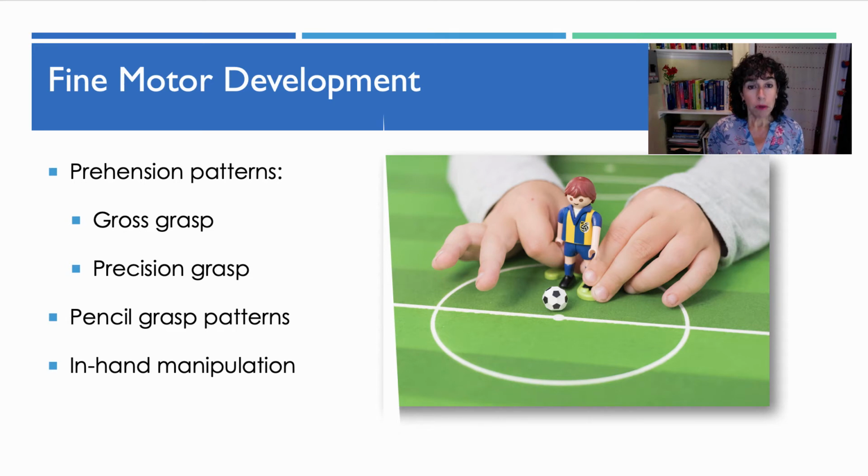In terms of fine motor development, as I said, we'll be exploring this in class, but we think about prehension patterns, in other words, grasp patterns, and we think about both gross grasp and precision grasp. So a gross grasp is a whole hand grasp, and a precision grasp relies on the fingers specifically. We'll also be looking at pencil grasp patterns and the development of that, and in-hand manipulation skills. So in other words, the ability to move something within the hand itself, move a small object.